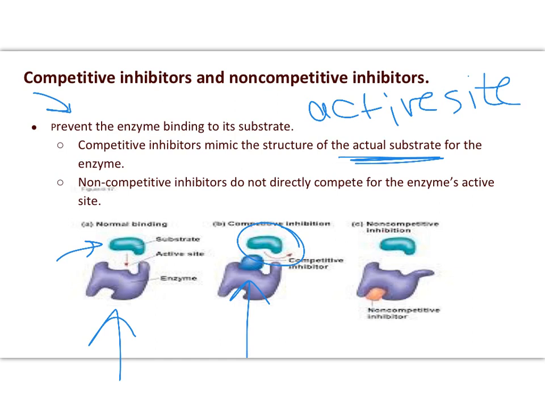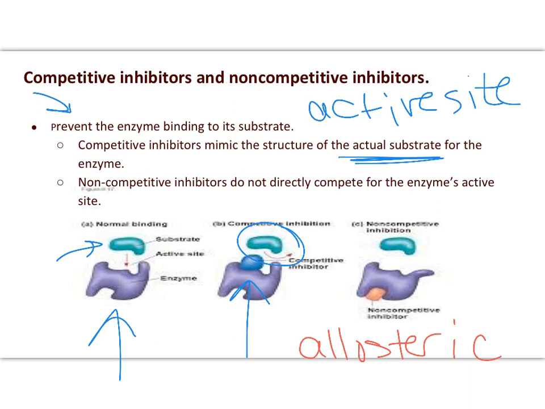The non-competitive inhibitors, they are not going to compete directly for the active site. What they will do is they will bind somewhere else on the enzyme to what we call an allosteric site. And so that allosteric site is somewhere other than the active site on the enzyme that this non-competitive inhibitor will bind to. However, when it binds to that site on the enzyme that's not the active site, okay, it will change the shape of the enzyme.